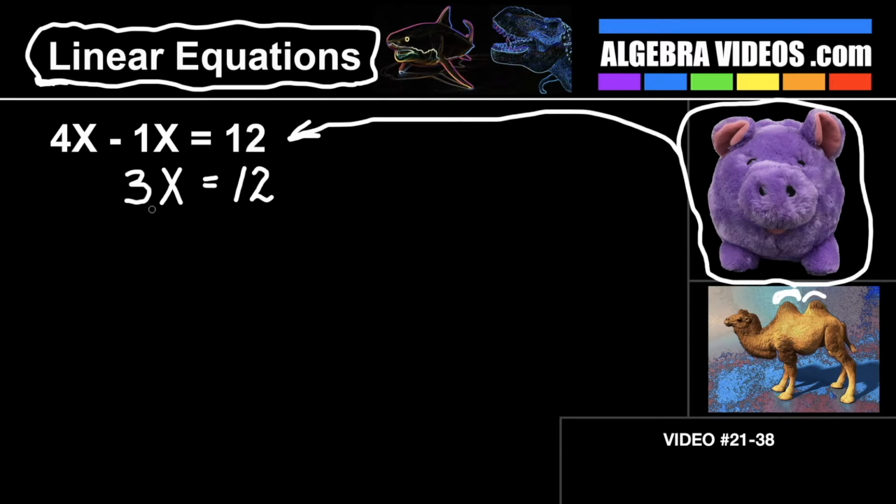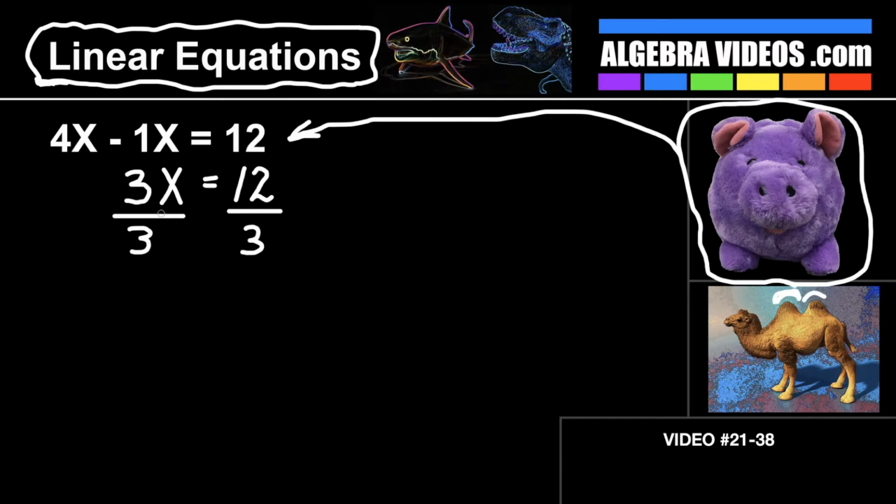Well, remember that little rule that says that you can do anything you want to both sides of the equation as long as you do the same thing to both sides of the equation? So let's use that. Let's get rid of this 3. So what if we divide both sides of the equation by 3? Divide both sides of the equation by 3.